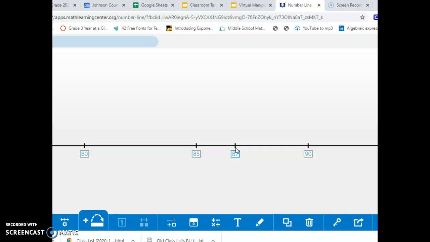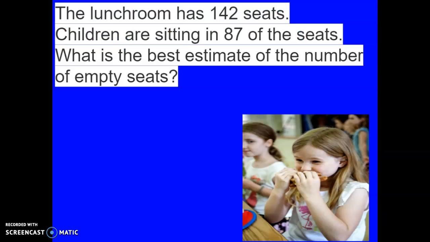So in this case, looking at this number line, this one's going to round to 90, because it's greater than 85. So I go back and I look at my problem. I know that my estimated numbers are going to be 140 and 90.